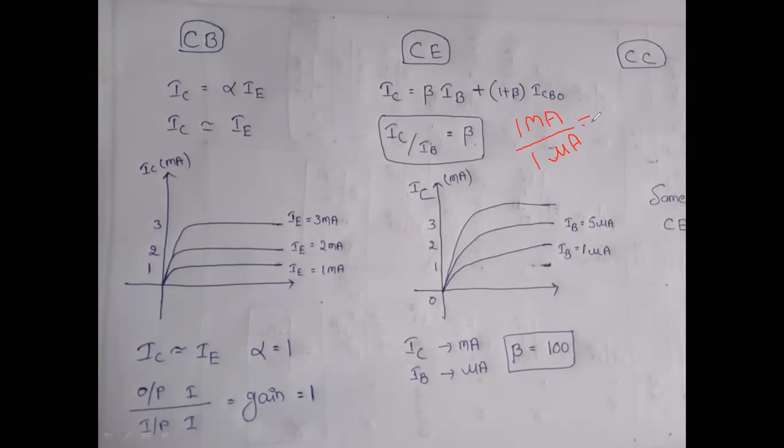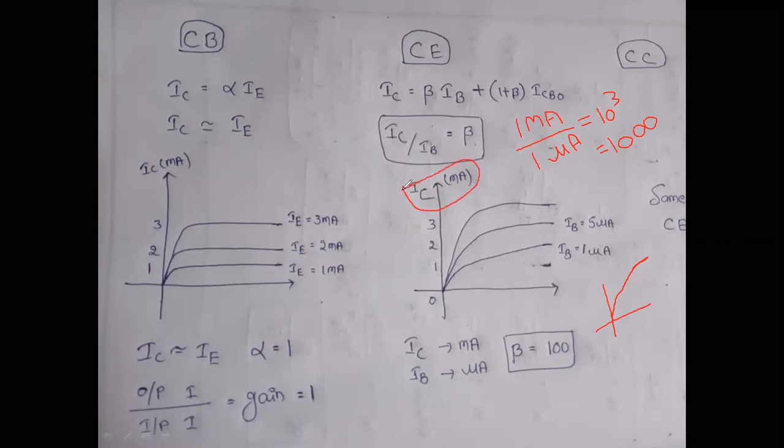If you take the 10 power minus 3 to the numerator, you will get 1 into 10 to the power of 3. What is the 10 to the power of 3 value? It is 1000. That means the current gain in the common emitter configuration is very, very high. So in the common emitter configuration, the output characteristics are simply rising like this. That's why I have drawn like this. If IB equal to 1 microampere, we will get IC in milliamperes.